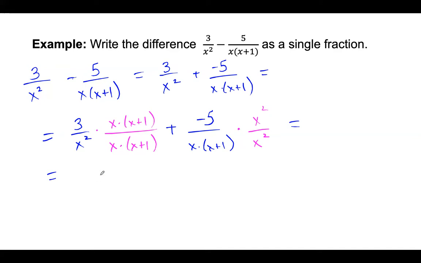Now, if we multiply it out, we get 3x times x plus 1 plus, of course, negative 5 times x squared, and then denominators.